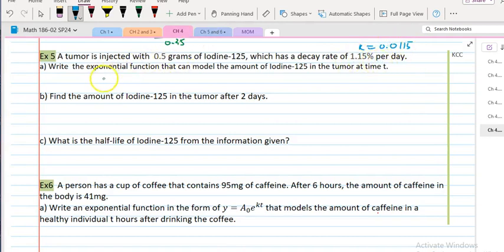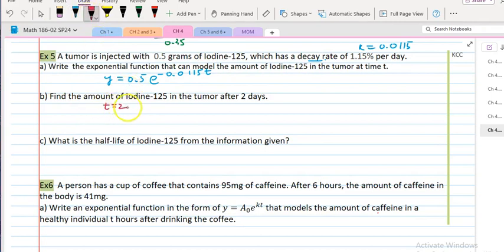So what is the function? So the function would be y equal to, initially is 0.5, e to the, because it's decay, the rate has to be negative 0.0115 t. Find the amount, use it to find the amount after 2 days.